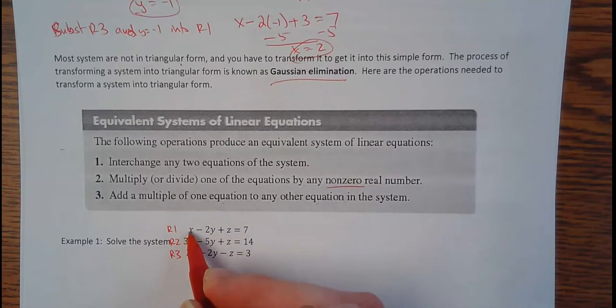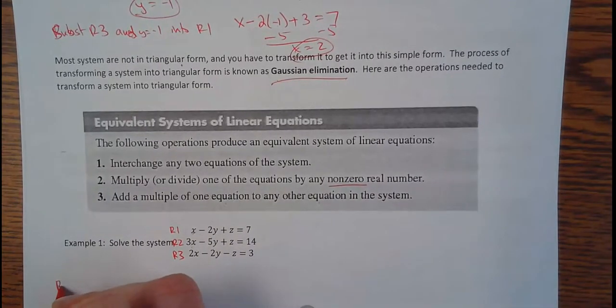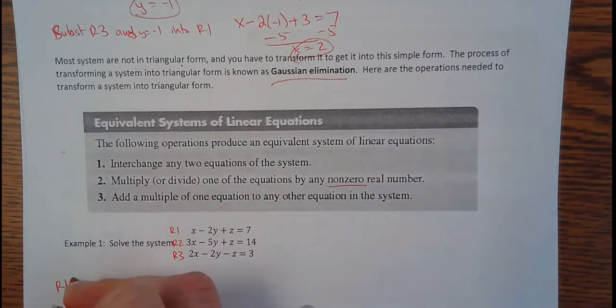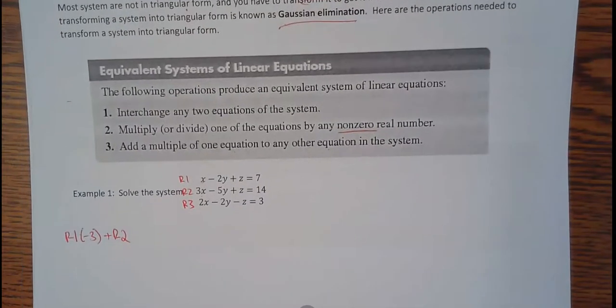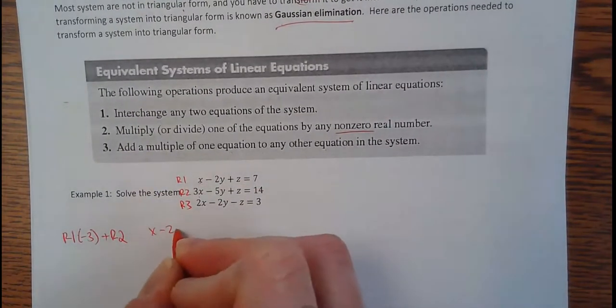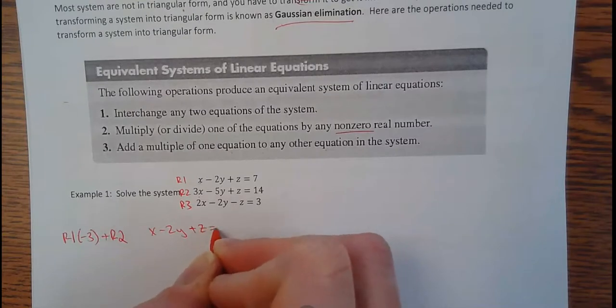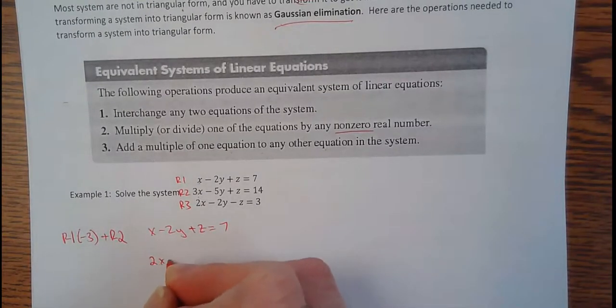So notice if I tripled this, or if I took it times -3, -3x would cancel out 3x. That's what I'm going to do. I'm going to take row 1 times -3, and then I'm going to add to row 2. And that's going to replace row 2. Okay, so row 1 is not going to change, and row 3 is not going to change. I'm just going to copy those down.